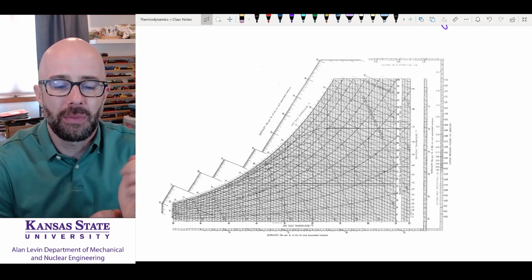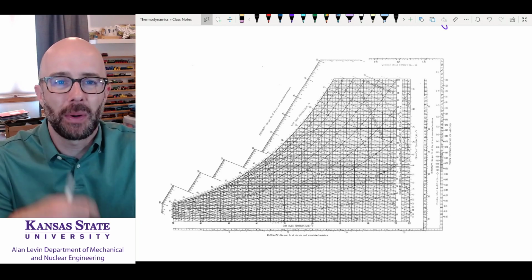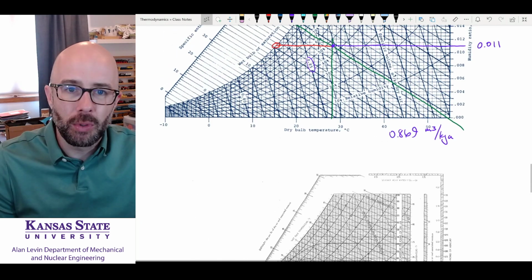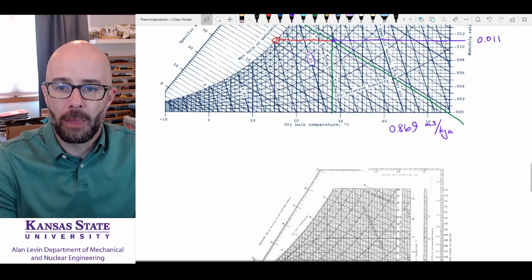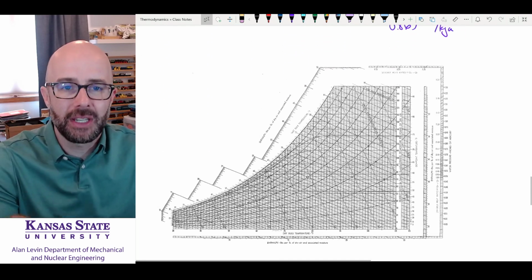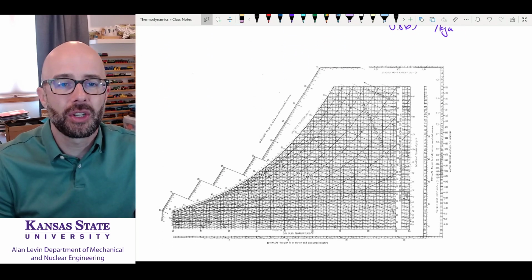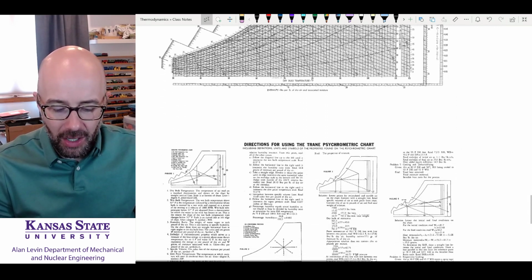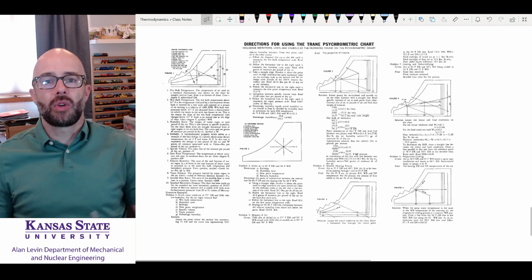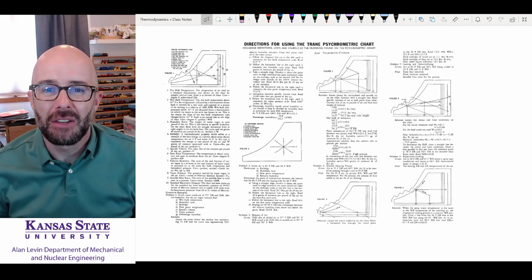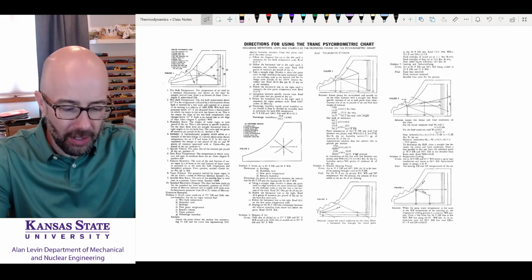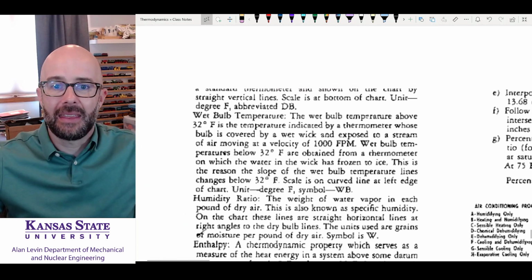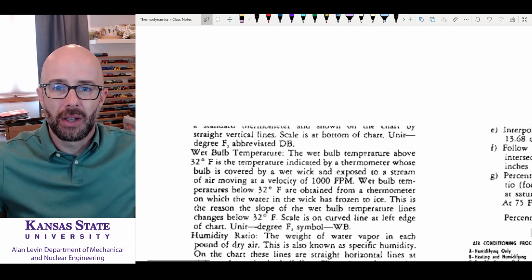It's for after we get the basics taken care of and really understand how to use the simple chart that we have here. Then we can understand exactly how to use the Trane chart or another type of chart. The directions for using the Trane Psychrometric chart are on the back, in very small print, but I think it's a really good reference, so I'm going to provide it to you.